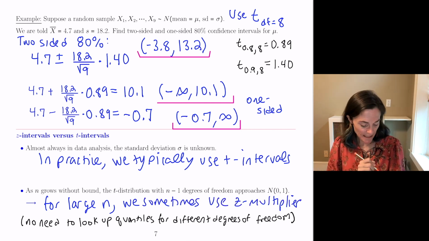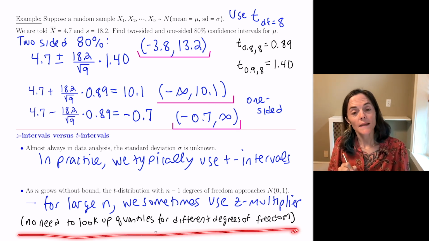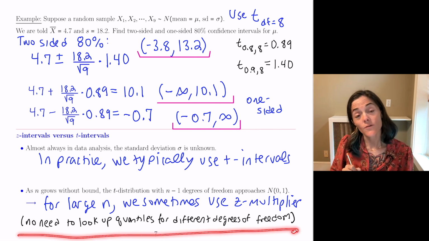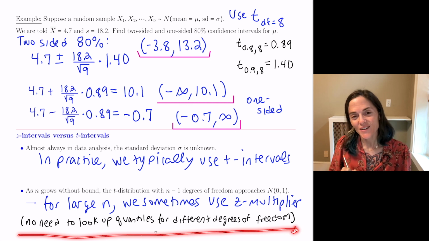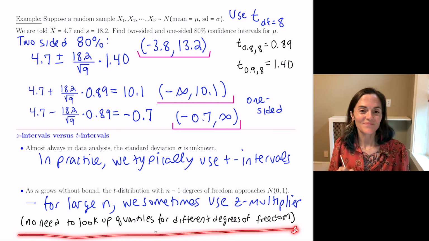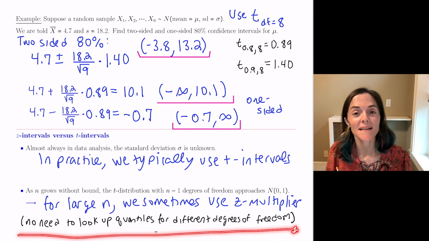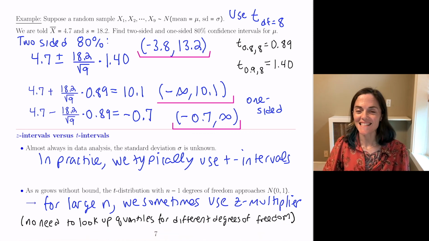And the reason, well, there's no need to look up quantiles for different degrees of freedom when you're using a z multiplier. Well, thank you so much, class. We will continue our discussion of confidence intervals in part 2.